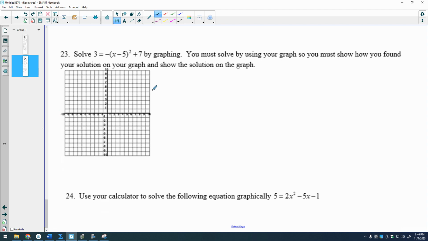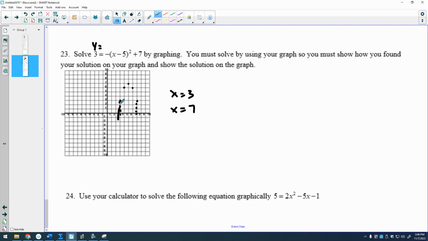Okay, question 23, solve by graphing. So I'm going to graph this, and I'm going to find out where it equals 3. So the first step is to graph this as if this said y equals. Vertex at 5, 7. So my vertex here at 5, 7. My graph is upside down, so I go over 1, down 1, over 2, down 4, and so on. Where does this graph equal 3? Right there, and right there, at x equals 3, and at x equals 7.